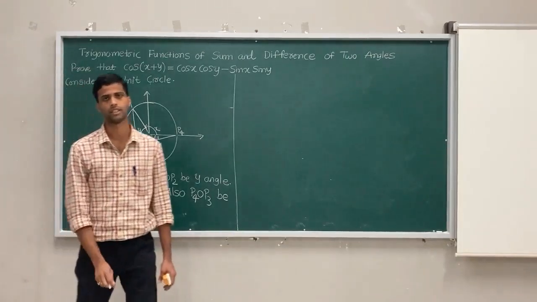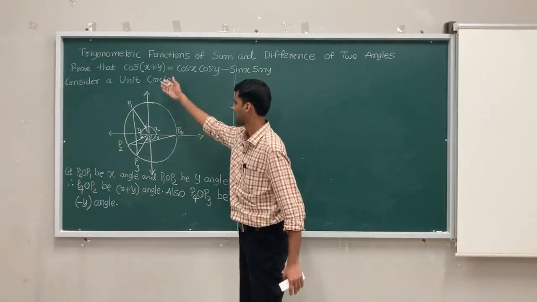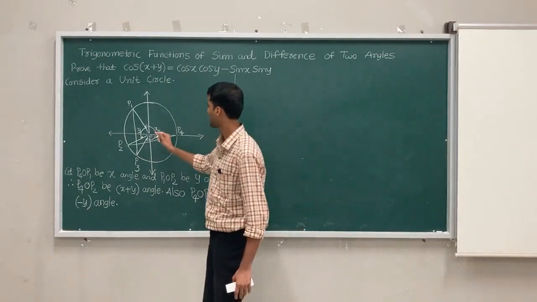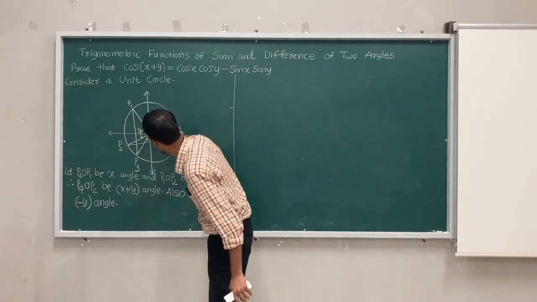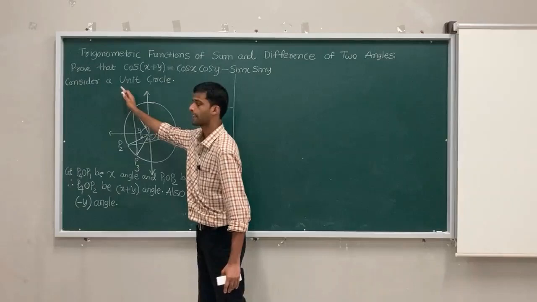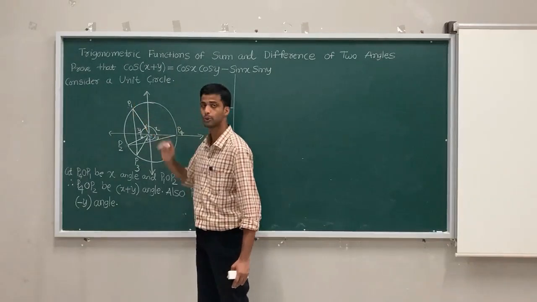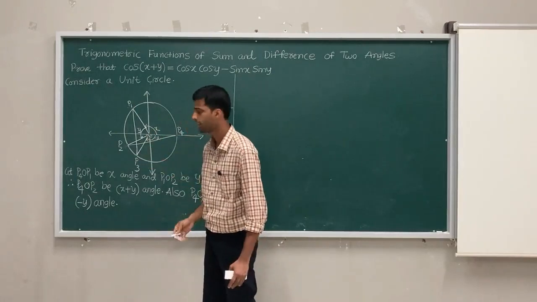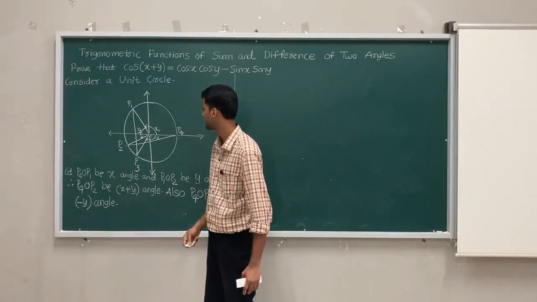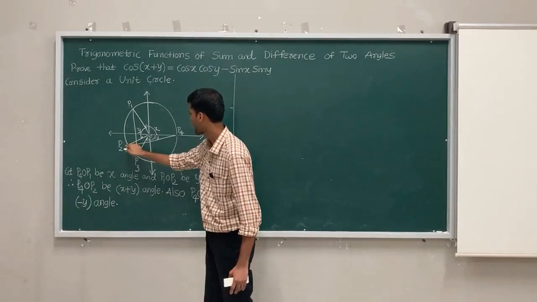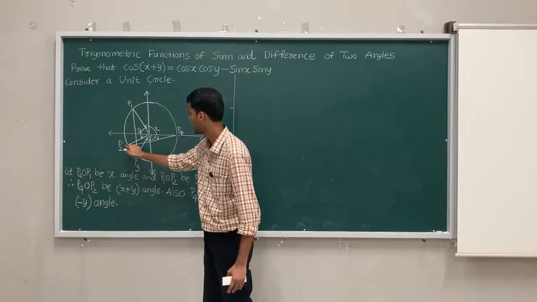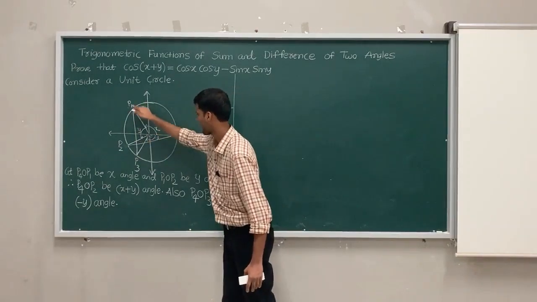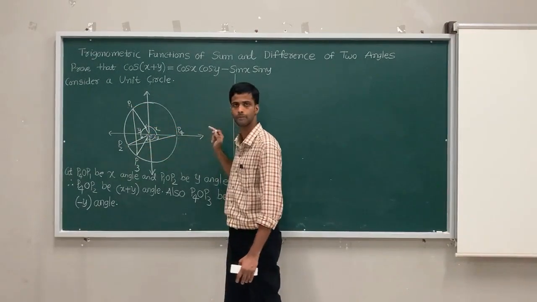This is the construction. Let me repeat once. I have considered a unit circle. Unit circle means radius 1 unit. Then I did a construction: I took a line like this. Now I got an obtuse angle. I call this angle x. Then I draw one more line. Then I join these two endpoints. Similarly, from this origin I drew a line. Okay. Then I have joined this endpoint with this. So I got two triangles which are congruent.